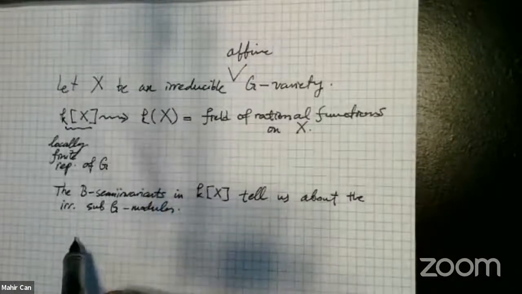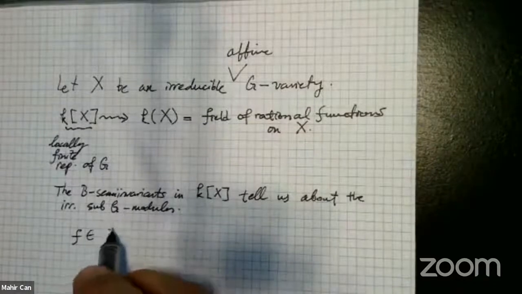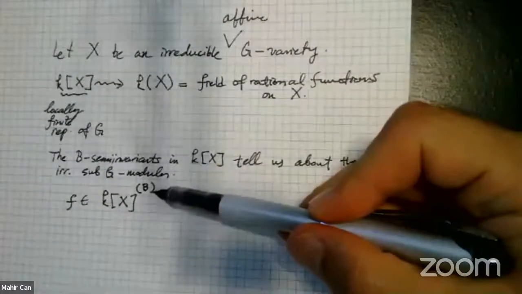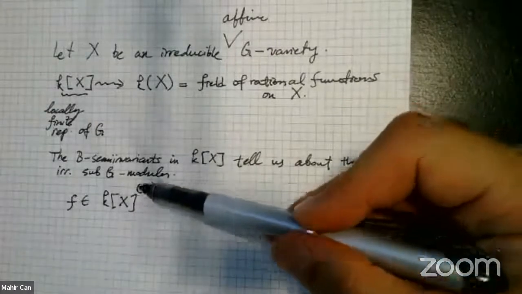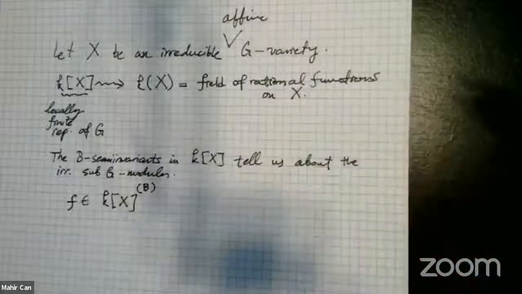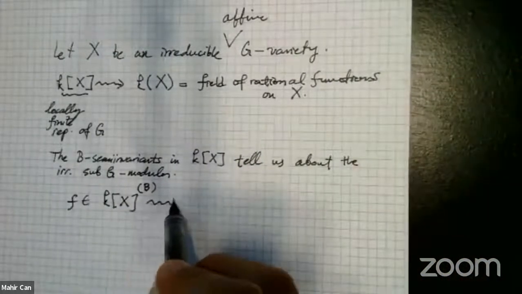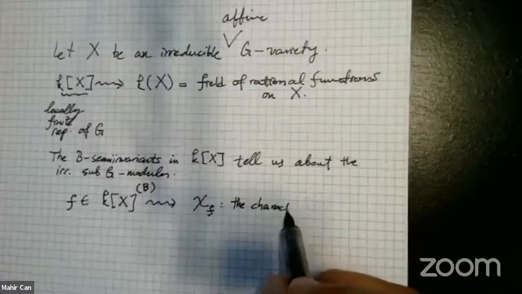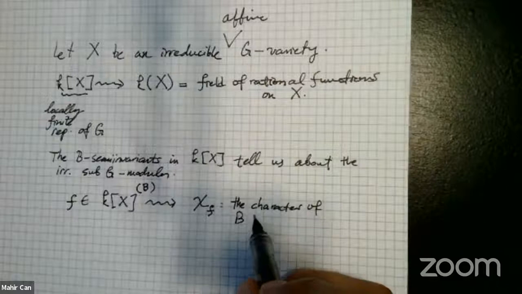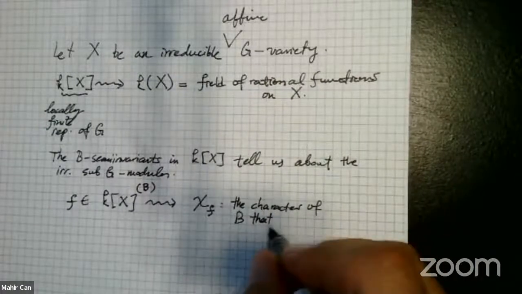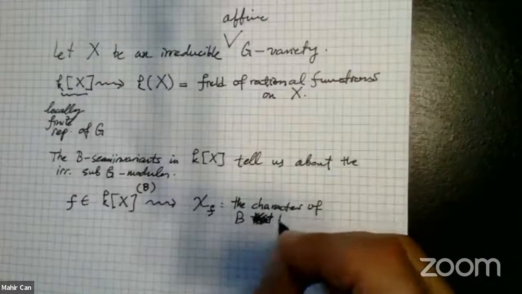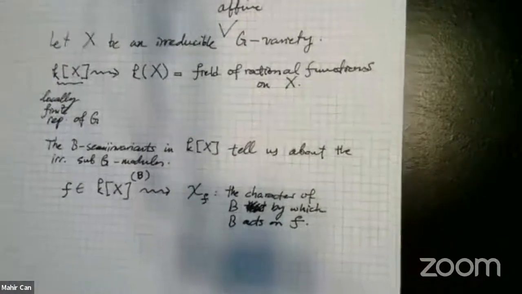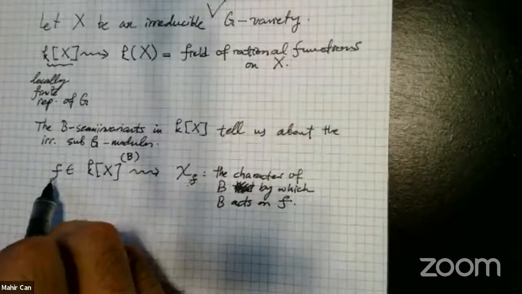Now, let's take a coordinate function f. Let's say this is a B semi-invariant. I'm going to denote B semi-invariants by putting something on top in parentheses. So these are the B semi-invariants. B acts on this element by a character. That's all it means, notation-wise. Let's denote the character by chi sub f. So this is the character of B by which B acts on f. So this is the weight of this semi-invariant.